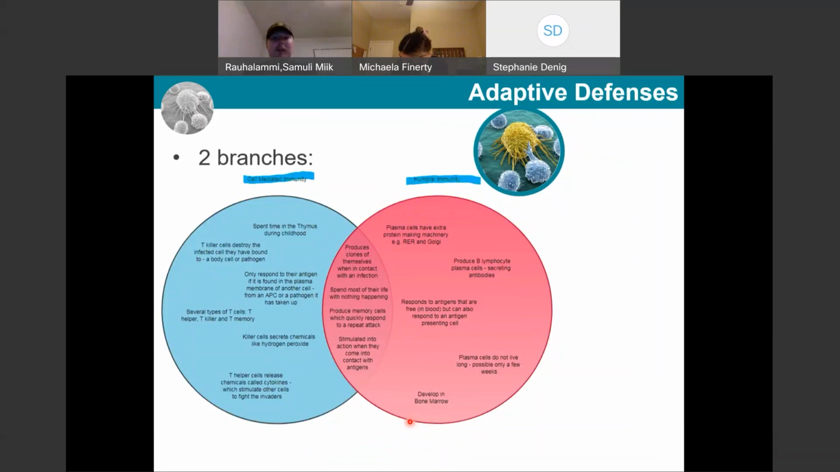There are two branches to the adaptive immunity, cell-mediated and humoral. I'm not going to go into those. I've uploaded this picture as a handout onto your Canvas shell. It's more for if you're interested to know what's the difference between B cells and T cells. It talks about that and also the overlap between the two a little.